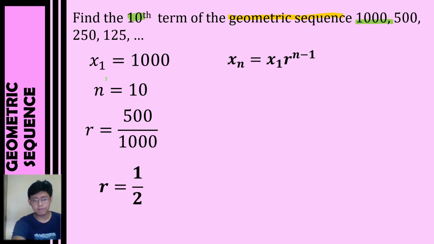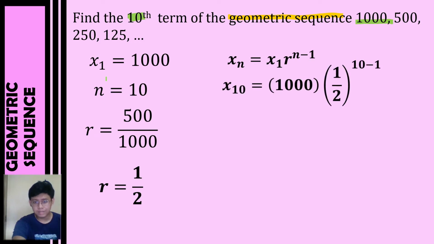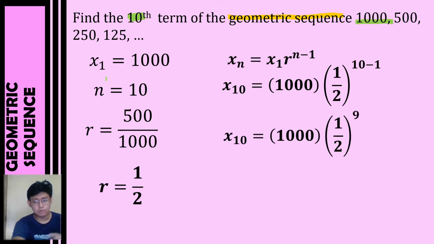Now that we have our first term, n, and the common ratio, we will substitute all these given to our formula. So we have x sub 10 is equal to 1,000 times 1/2 raised to the power of 10 minus 1. Let's simplify the exponent first. 10 minus 1 is equal to 9. So what is 1/2 raised to 9?